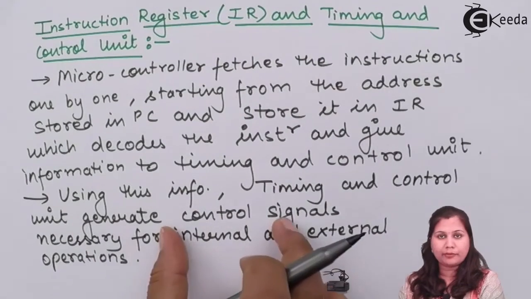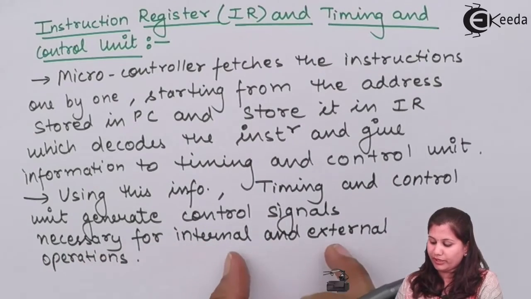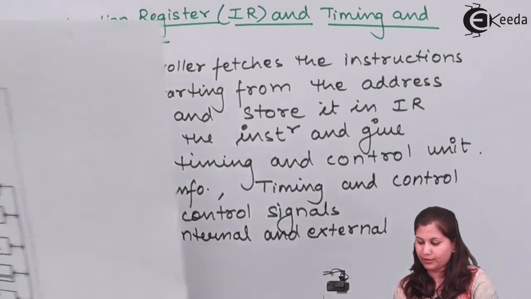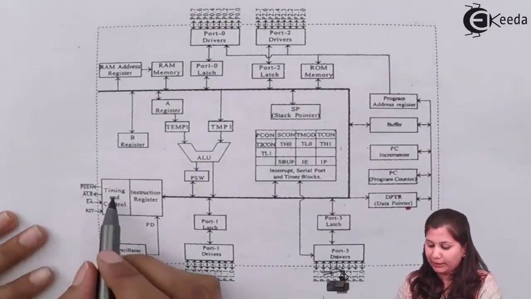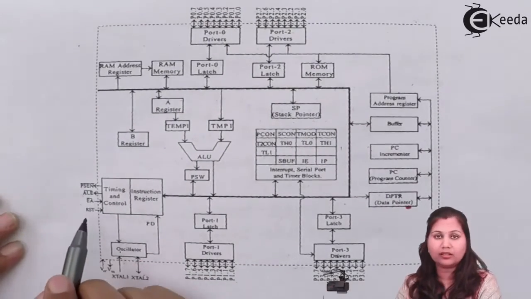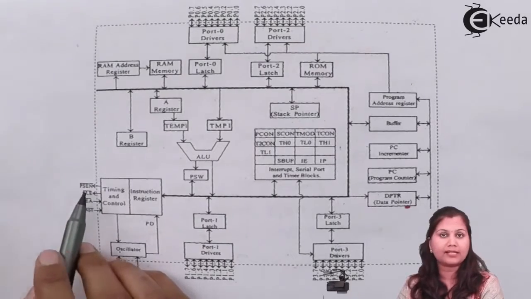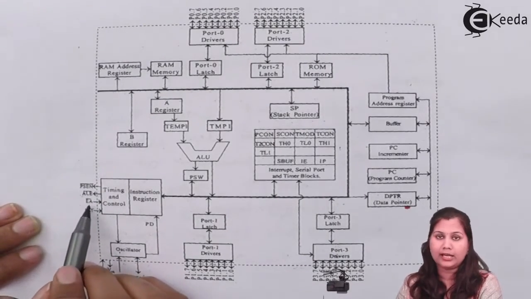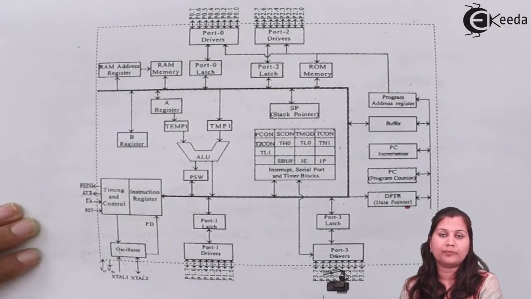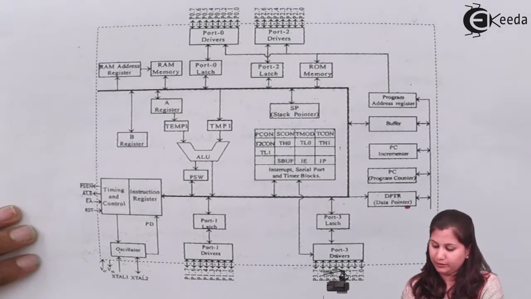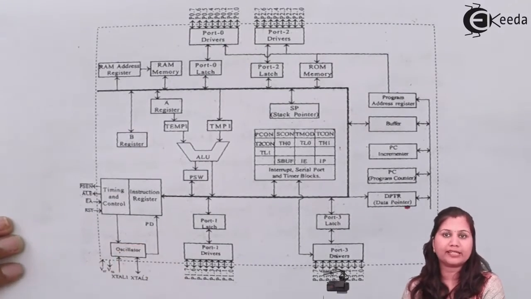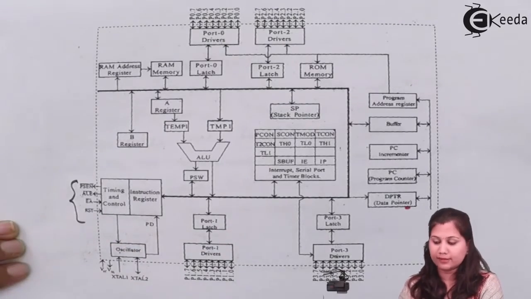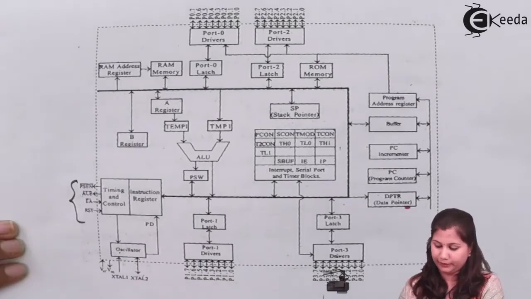So using this information, the timing and control unit will generate control signals which are necessary for the internal and external operations. You can see in the block diagram that the timing and control unit is generating control signals like PSEN, that is program store enable, ALE, address latch enable, EA, that is enabling or disabling the internal and the external memory, and RST is for resetting the microcontroller. So these are the timing and control signals which are generated by this unit.